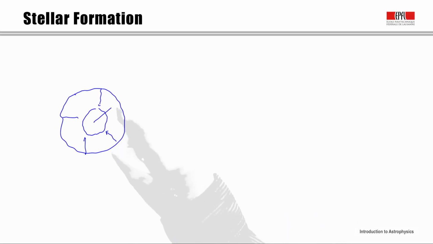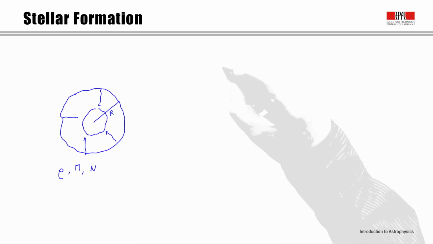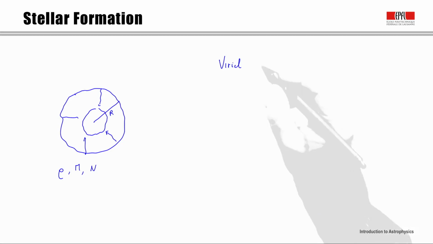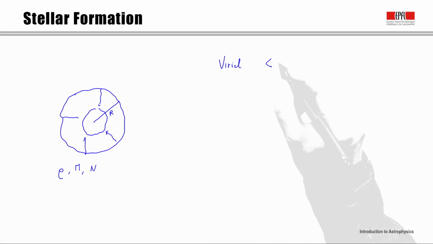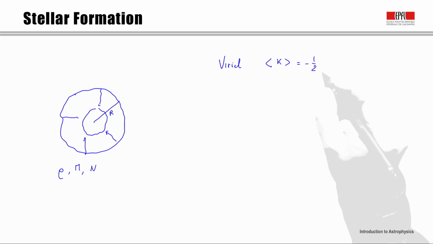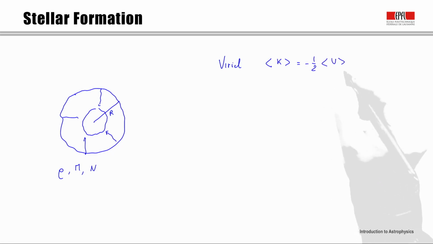Let us consider a nebula with a given radius r, and as usual, a given density, a total mass and a total number of particles, atoms and molecules, composing the nebula. The nebula fragment is isolated, and we can then use the virial theorem, which tells us that, averaged in time, the kinetic energy is minus 1/2 of the potential energy.